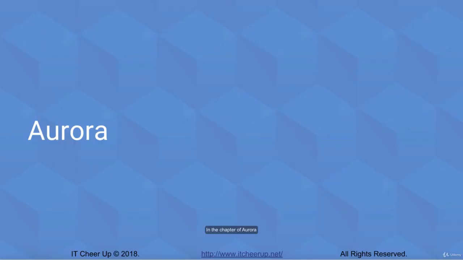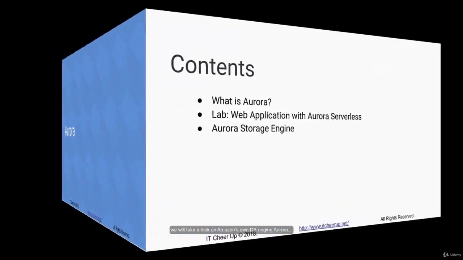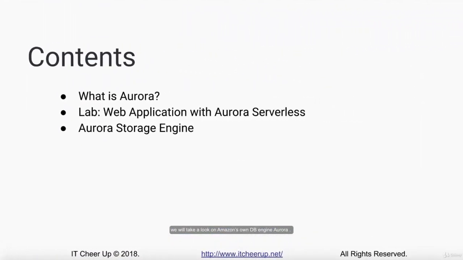In the chapter of Aurora, we will take a look on Amazon's own DB engine, Aurora. We will do the same web application, but with Aurora Serverless in VPC. I will explain the Aurora storage engine which is different than the RDS DB storage engine.